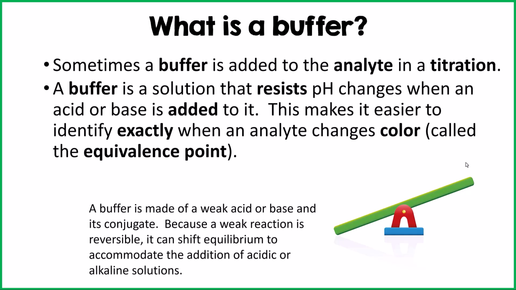A buffer is made of a weak acid or base and its conjugate. Because a weak reaction is reversible, it can shift equilibrium to accommodate the addition of acidic or alkaline solutions. So it's shifting that reaction either forward or reverse based on whether acid or base has been added to it to try to balance that solution in equilibrium until it's no longer able to do that.